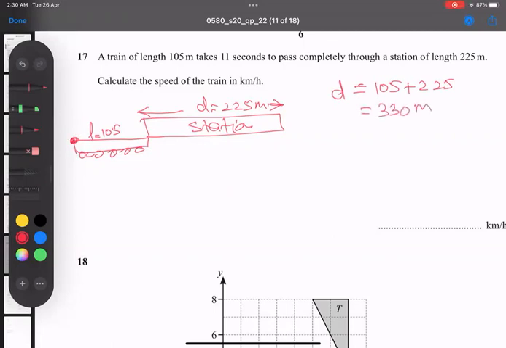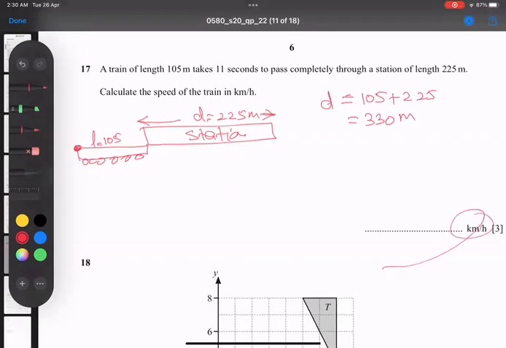But for your knowledge, he is asking here for kilometers per hour. So we have to convert to kilometers. How to convert to kilometers? All of you know we must divide by 1,000. And while dividing by 1,000, zeros cancel out.